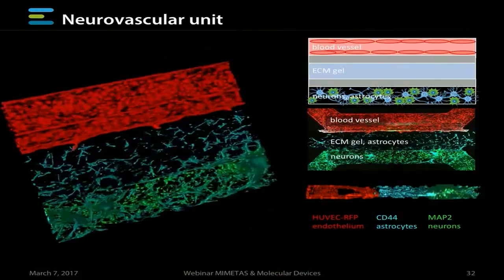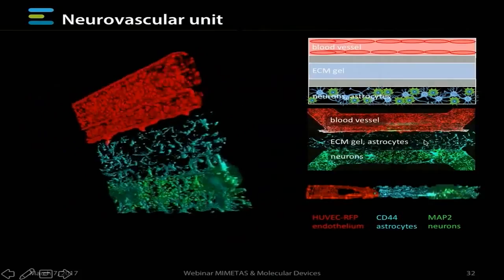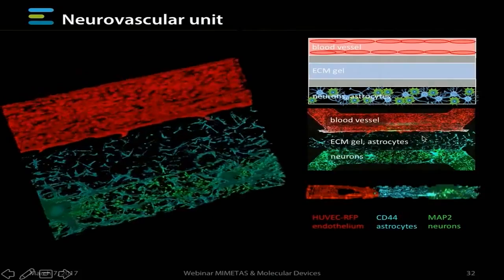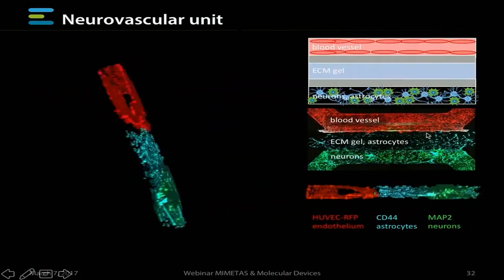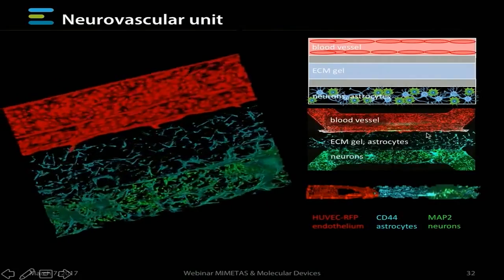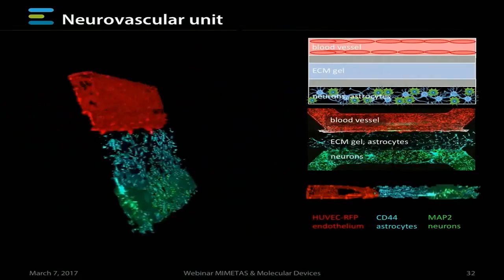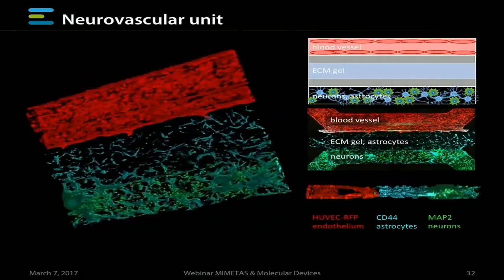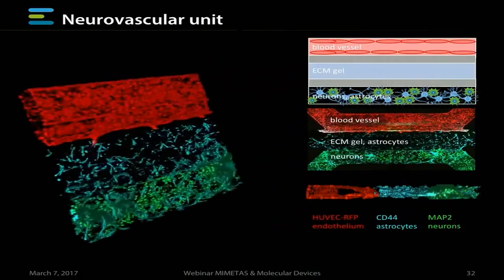So the astrocytes have migrated into the gel in the middle and start to move in the direction of the endothelial cells. Obviously, this is a big step towards the development of a neurovascular unit or a blood-brain barrier model.